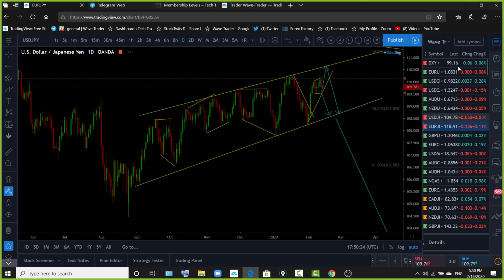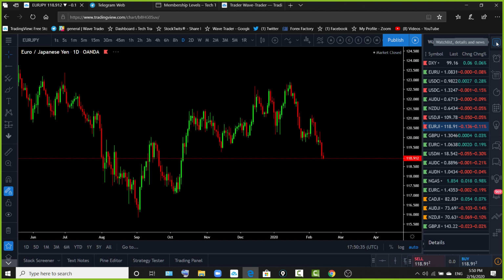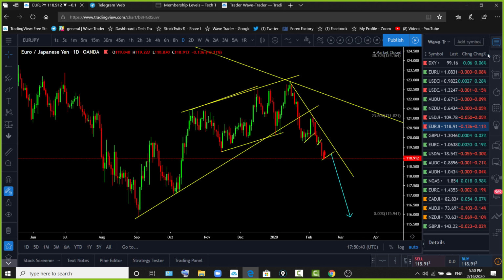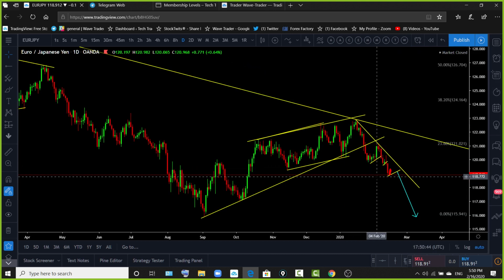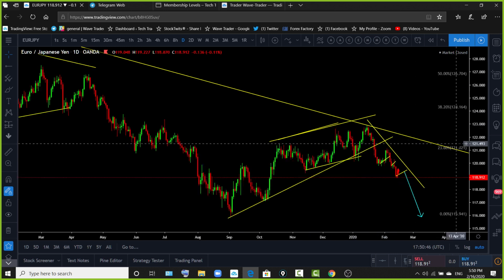Euro yen. Euro yen is dropping from the top. Last week we were expecting a flat formation. Price broke out of that flat formation and is still pushing lower. So the move on the euro yen is driven by the euro, not the yen. The yen is not driving at the moment.